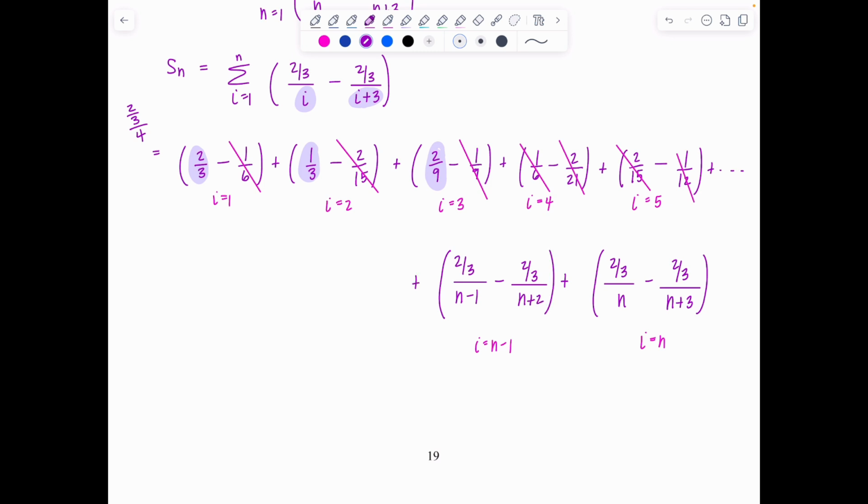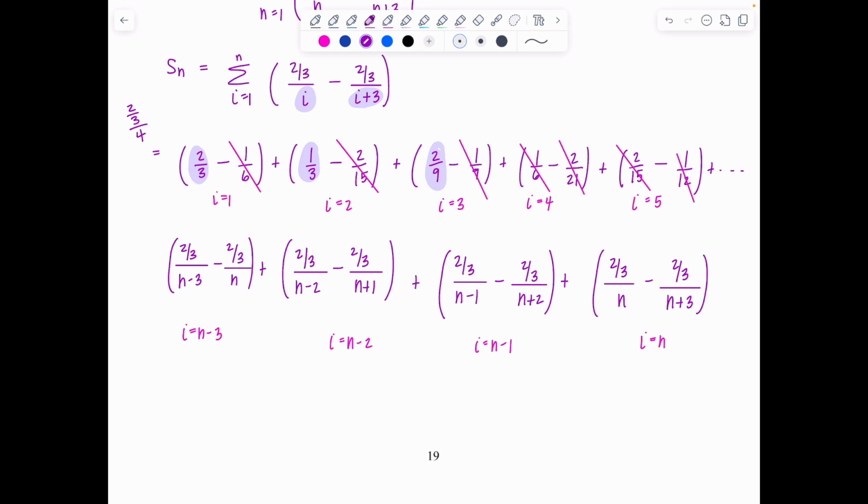Keep going if you want. How many survivors am I going to have over here? 3, exactly. So I should list out at least 3 terms. You could do more if you are nervous, which I get. So 2/3 over n minus 2 minus 2/3 over n plus 1. Very good. You could do one more. i equals n minus 3. So we'll have 2/3 over n minus 3 minus 2/3 over n.